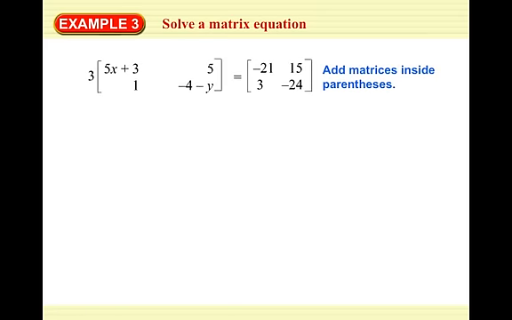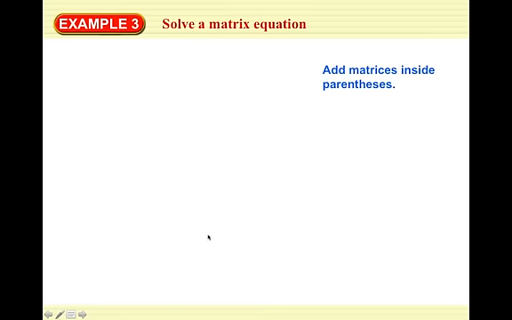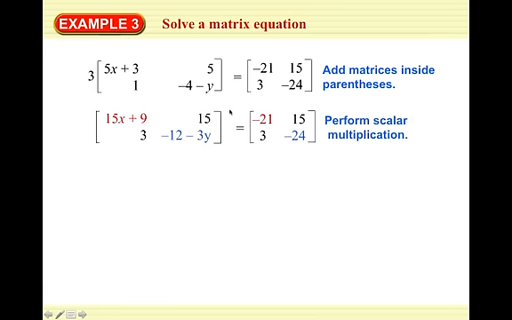So I'm going to add inside the parentheses there. I'm going to do 5x plus 3, negative 2 plus 7, 6 plus negative 5, negative 4 plus negative y. And that's going to give me 5x plus 3, because they're not like terms, 5, 1, negative 4 minus y. Now I'm going to multiply each expression inside that matrix by 3. So I'm going to get 15x plus 9, 15, 3, negative 12 minus 3y.